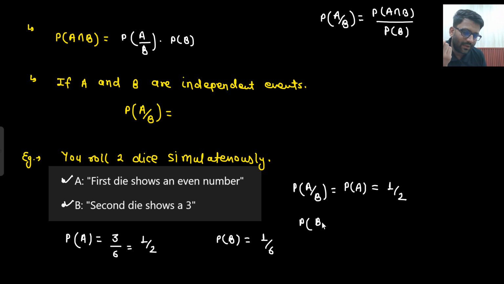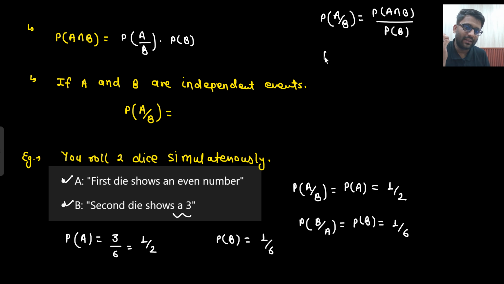And what would be P(B/A)? That would also be equal to P(B) only. Because let's just say on the first die an even number is coming. So does getting a 3 depend on this? Whatever the number you are getting on the second die, does that depend on the first die? No. So that would also be equal to 1 by 6 only.